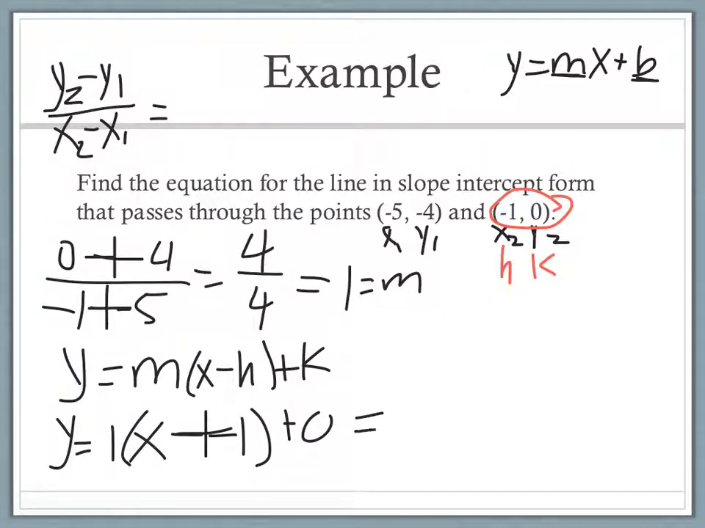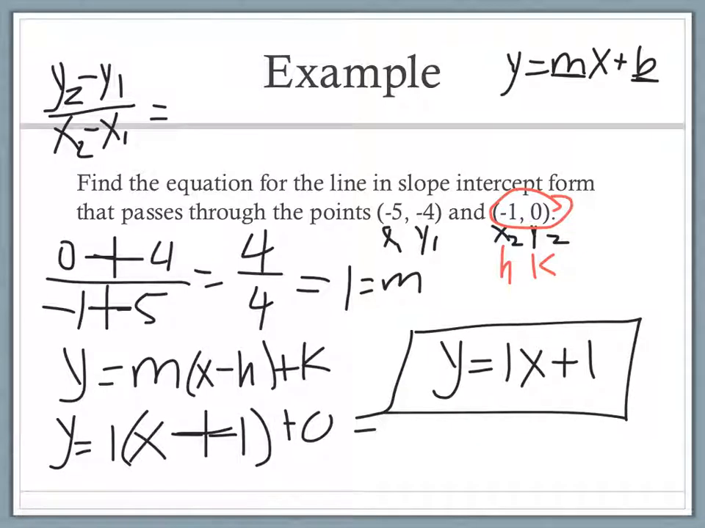So now I just need to distribute. So y equals 1x. 1 times 1 is positive 1. And I have that plus 0, but 1 plus 0 is just 1, so that's my final answer. It wants slope-intercept form, so we can just stop right there because that's in slope-intercept form, y equals mx plus b. Now, I could have picked the other point. It just depends on which one you pick. Sometimes working with 0 is a little bit easier.